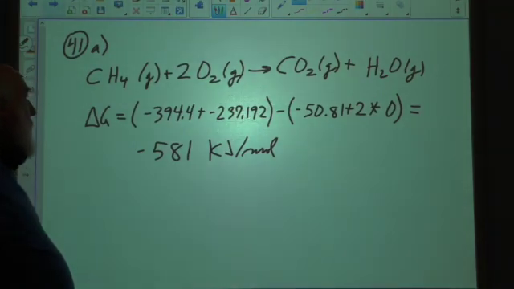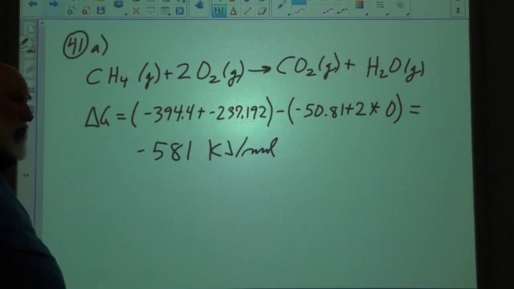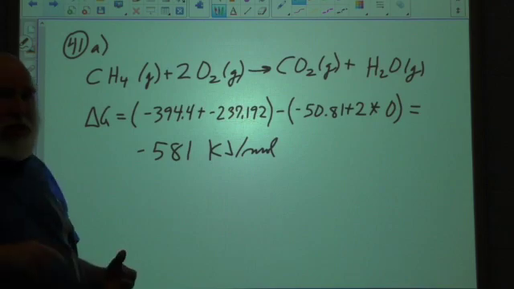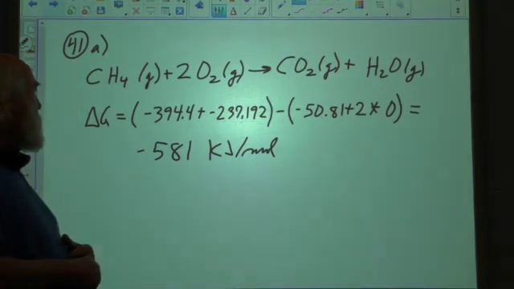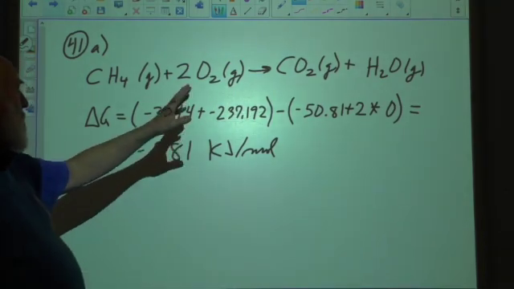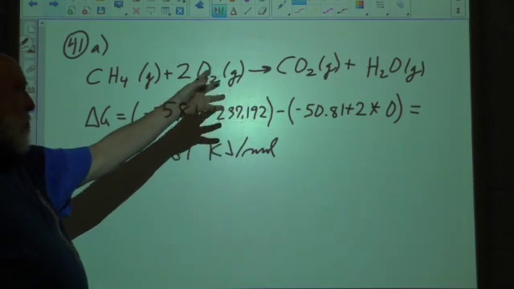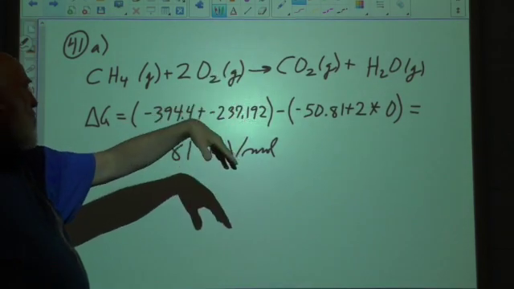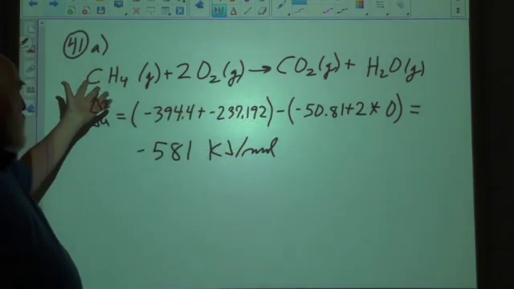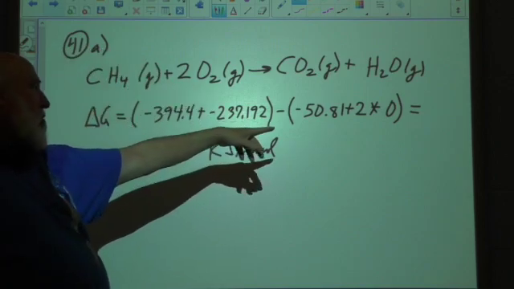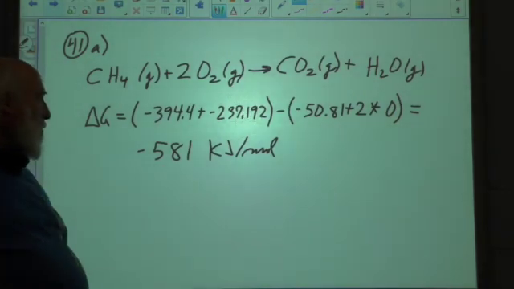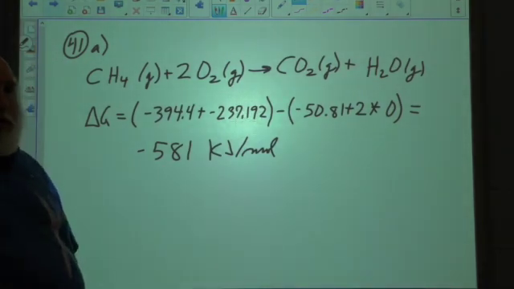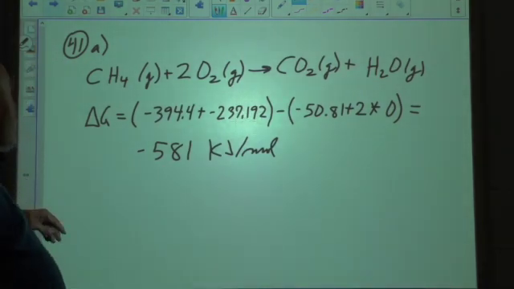Number 41, I did one of the two. This is just using the delta G column and not using the delta H and delta S. So this is just a very simple carbon dioxide, which is a group 4, water, which is a group 6, minus methane, which is a group 4, plus 2 times oxygen, which is 0. Those are the numbers you plug in, and you should end up with negative 581 kilojoules per mole. Again, rounding off to the nearest whole number.